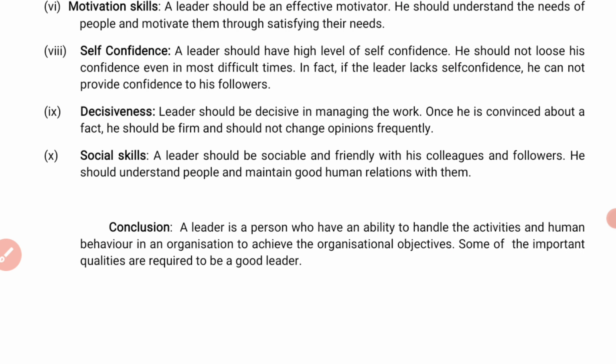Then, social skills. A leader should be sociable and friendly with his colleagues and followers. He should understand people and maintain good human relations with them. To handle people in a friendly way, social skill is also very important to become a good leader. So these are the important qualities required to become a good leader. In conclusion, a leader is a person who has the ability to handle the activities and human behavior in an organization to achieve the organizational objectives.